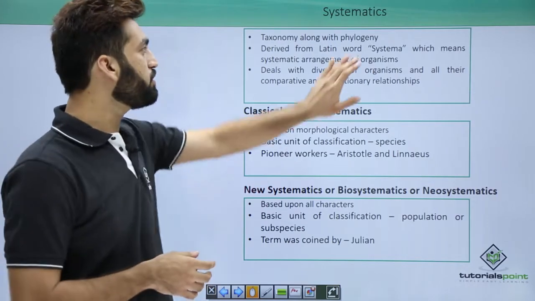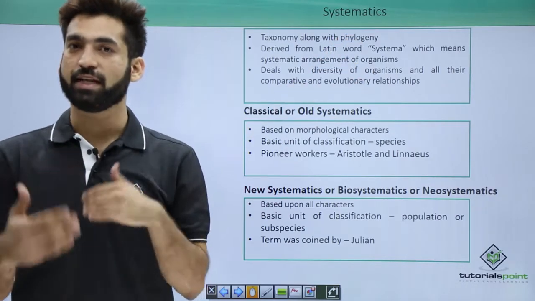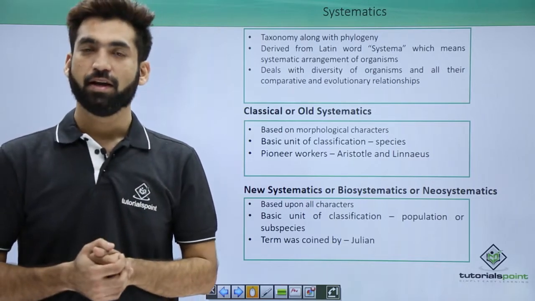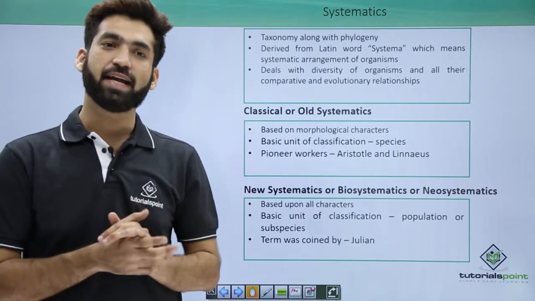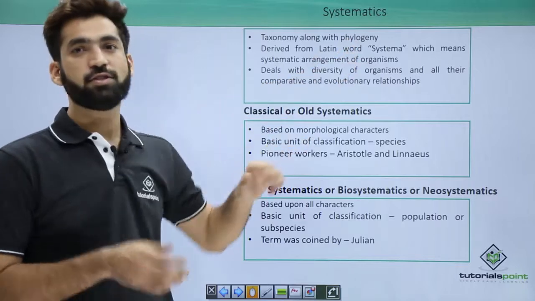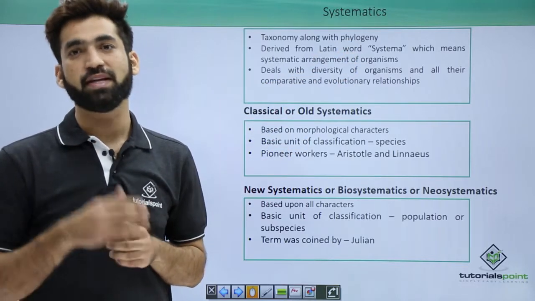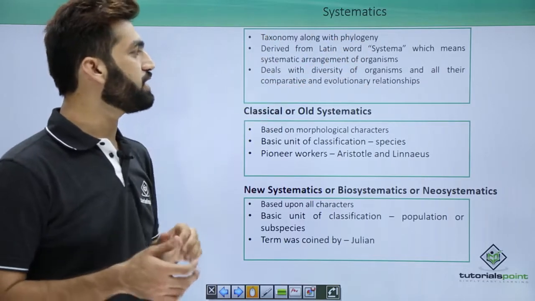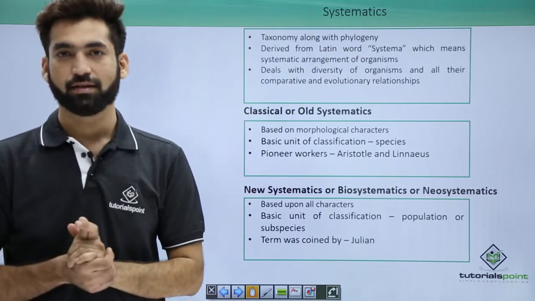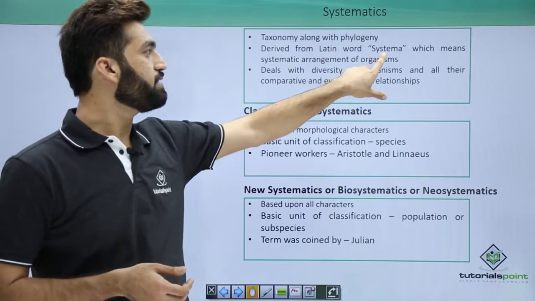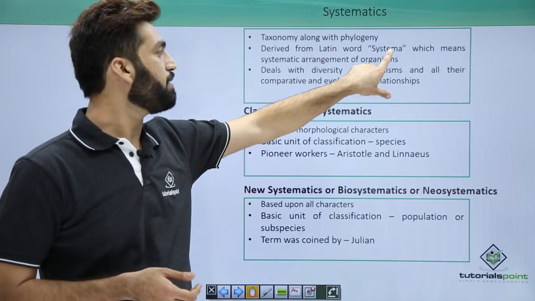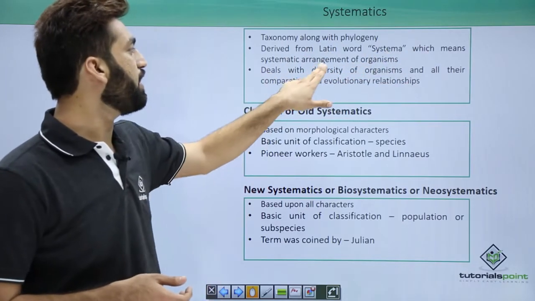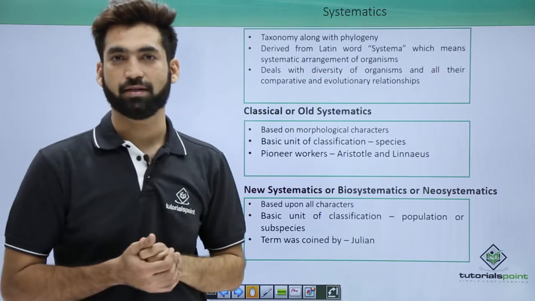Apart from that, you are also dealing with phylogeny, and phylogeny means evolutionary relationship. It means you are taxonomically identifying something and you are also judging that particular organism based upon the evolutionary relationship. The combination of taxonomy and phylogeny is called systematics. Systematics comes from the word systema, which means the systematic arrangement of all organisms.